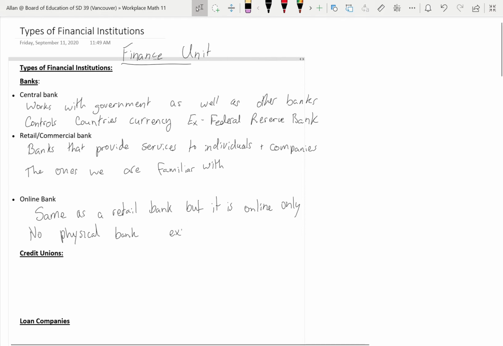So an example of this would be the bank that I use, which is called Simply Financial. It offers most of the same services that a bank would use, like loans. It would do mortgages. It does checking accounts, all those kind of things. But I can't go to a physical store. So that's the one big change.